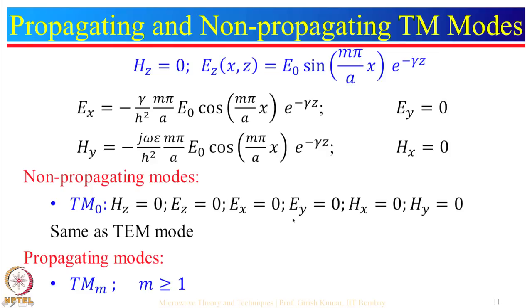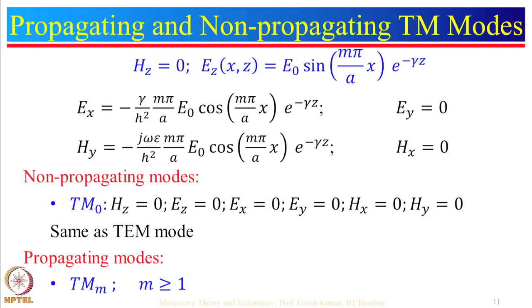It means all the field components are 0, so there will not be any wave propagation. So this mode is same as the TEM mode, because Ez and Hz both are 0 in this mode. Now if we put m equal to 1 or more than 1, then Ez, Ex and Hy will not be 0, so there will be propagation of electromagnetic wave in these modes. So examples of propagating modes are TM1, TM2, TM3, like this.